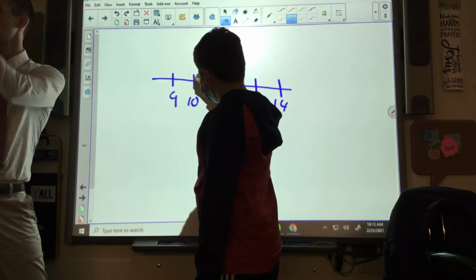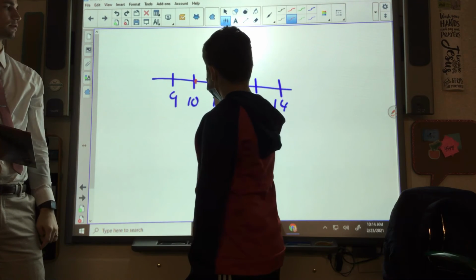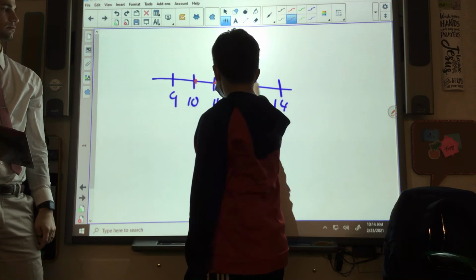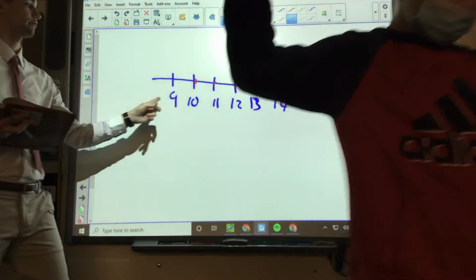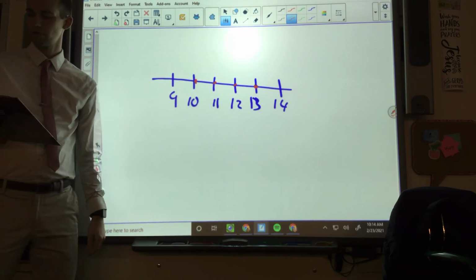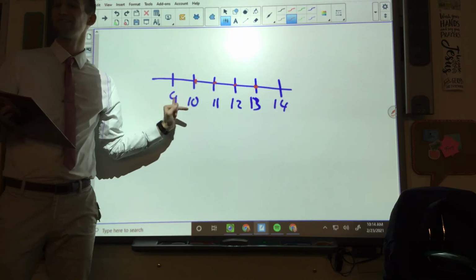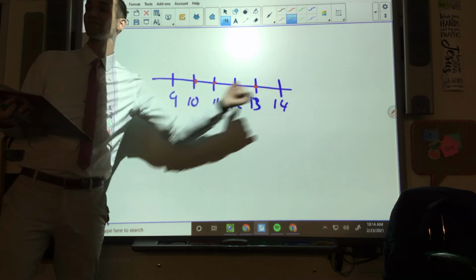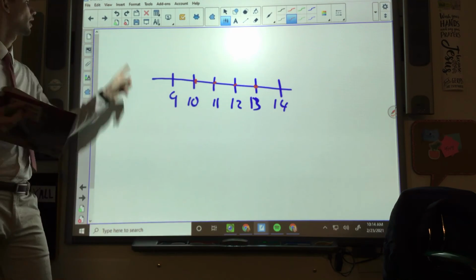Nope. Wait, what? Greater than 9, I made it red. Why not 9? Why not 14? Well, actually, it says greater than 9. 9 is not greater than 9, but less than 14. 14 is not less than 14. So that means all the numbers in between.